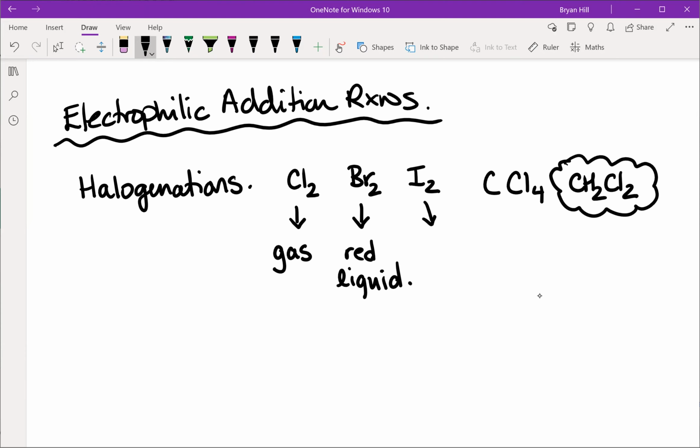Iodine, I2, just isn't reactive enough. It's a solid, but its reactivity isn't as great. So it's used less. It's not as reactive.